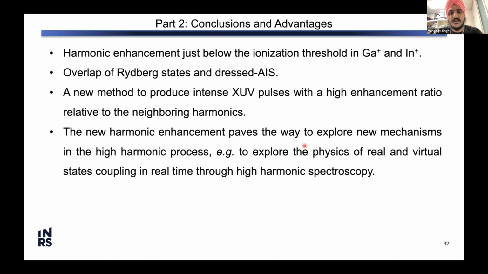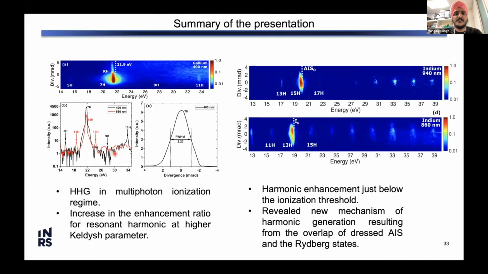So now I'll conclude the second part, the final part. So we observed a new kind of resonance located just below the ionization threshold, which was made possible by the overlap of dressed autoionizing state with the Rydberg states. And this provides a new kind of resonance, which can provide intense XUV pulses. And because the mechanism of the generation process is new, we are still not having a clear picture. So this provides an opportunity to further do future investigations to understand clearly the underlying process for the corresponding harmonic generation process. So this is the summary.